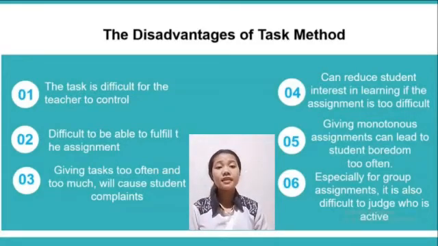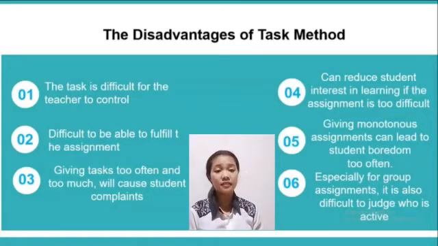The second is that it is difficult to fulfill the assignment. I think this problem is because students do not ask the teacher the meaning of the task, so when they make the task, they will be confused and not understand how to make it. So make sure that when your teacher gives you a task, please ask if you do not understand. So when you make the task, you are not confused and you can make the task.